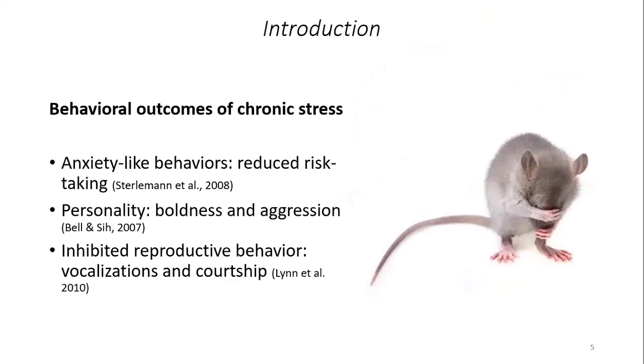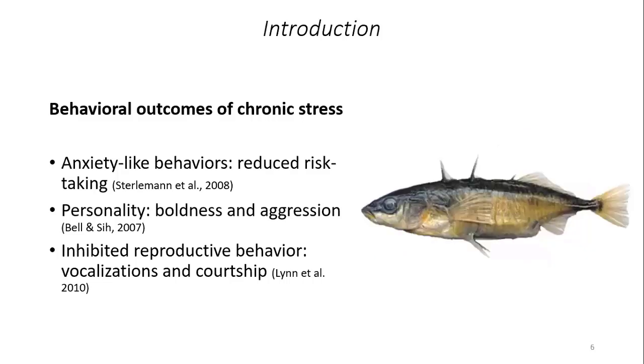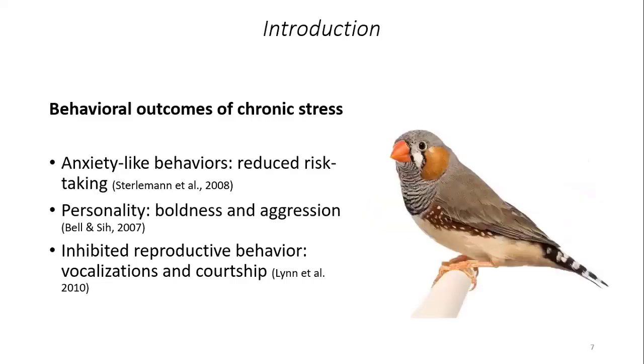So stress can have profound behavioral changes, and this has been very well studied in a variety of model systems. And the behaviors that we see are fairly consistent across species. They all look kind of like anxiety-like behaviors. So for example, in rodents, this can look like reduced risk-taking. In sticklebacks, this involves changes to personality, which is quantified by boldness and aggression. In zebra finches, there's inhibited reproductive behavior, and that involves vocalizations and courtship.